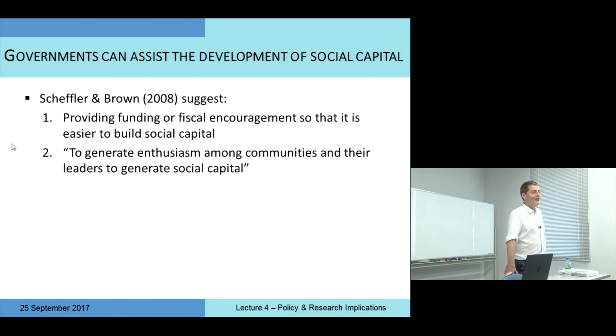Any other ideas or comments? I find it quite interesting that you're not overflowing with suggestions for how we could build social capital.